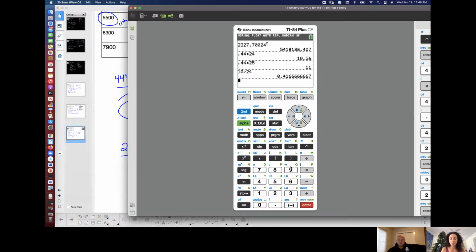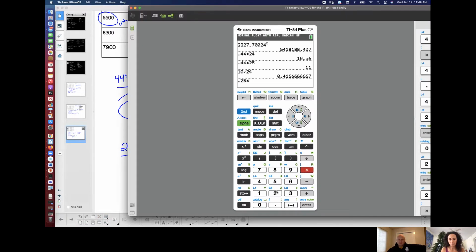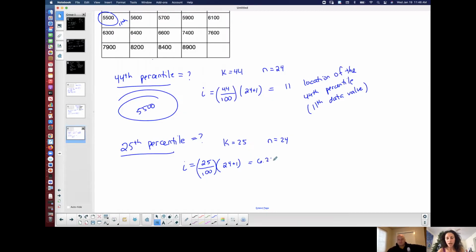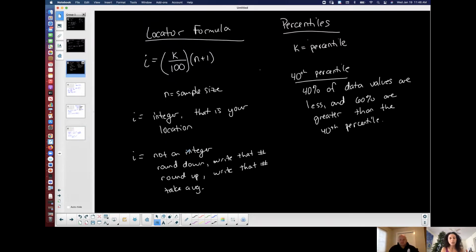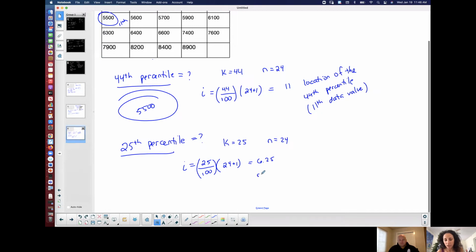So I'm going to do 0.25, which is 25 over 100, and then times 25. I think this one should give me a decimal, 6.25. Awesome. So now when I get an i that is not an integer, this is what I'm going to do. I'm going to take that number and round down and round up. So if I take 6.25 and round down, actually I'll write this out. Rounding down, I get 6. Rounding up, I get 7.